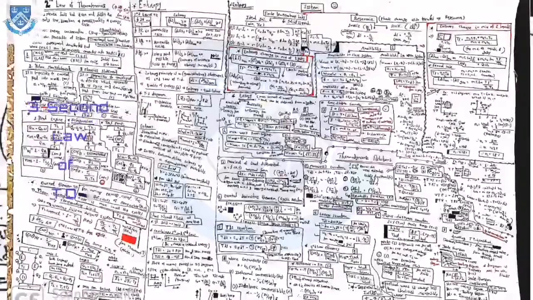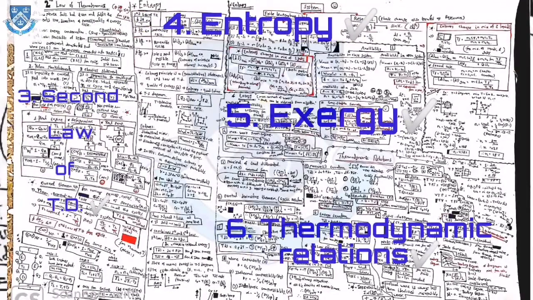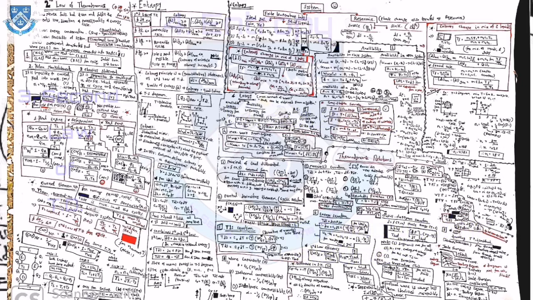So basically we have seen in the first portion the second law of thermodynamics, which remained from chart 1, then the entropy concept, then available energy, and the last one is thermodynamic relations. So this is all about the second chart.